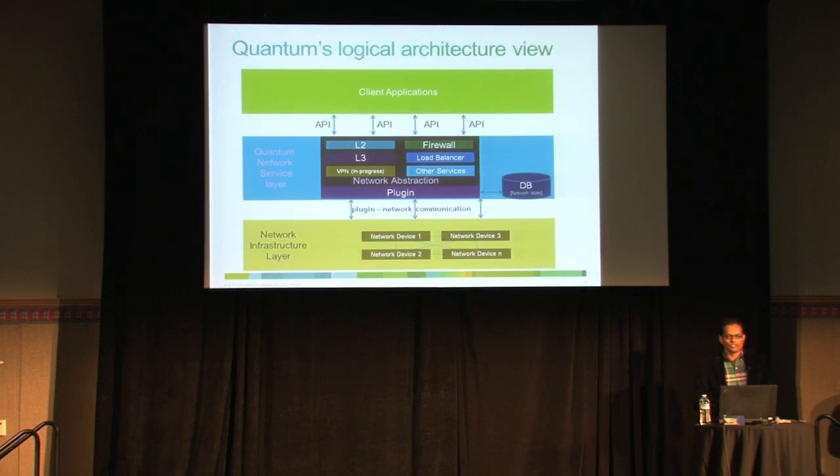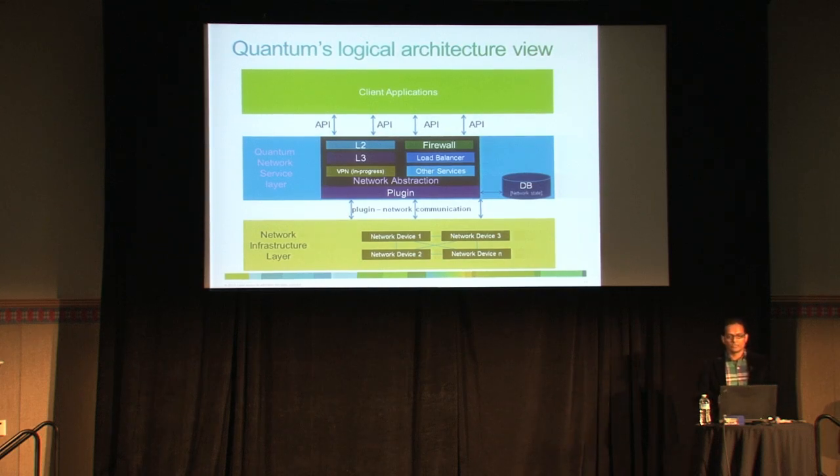This is a logical architecture view of Quantum. How does it look? I tend to view this in three layers. The underlying network infrastructure layer, where you have your network devices, your physical network gear, your virtual network switches, and things like that, all of the networking gear, interconnected networks down here. And the Quantum network service layer, you can think of it as a software layer that just envelops your network. Quantum implements these abstractions using which your client applications can control your network or do programmability. It can program your network.